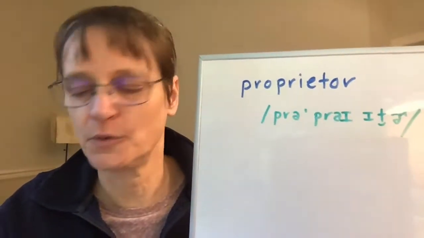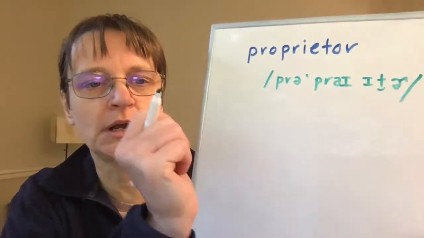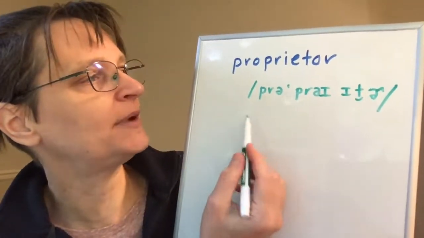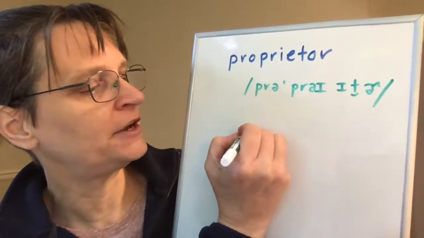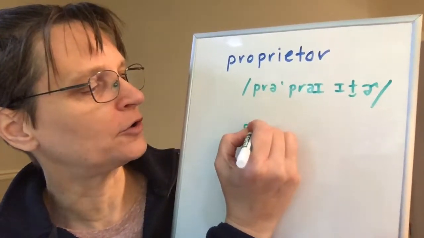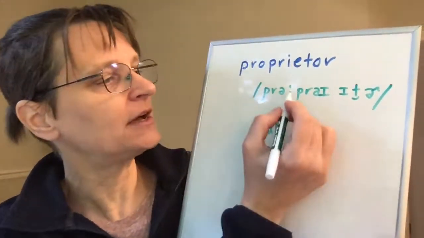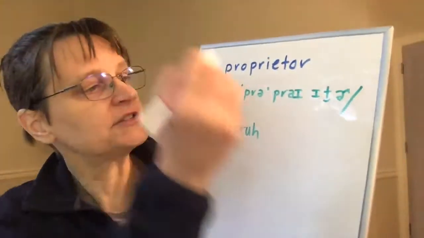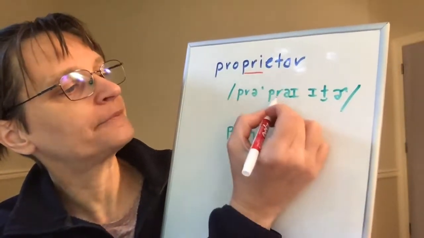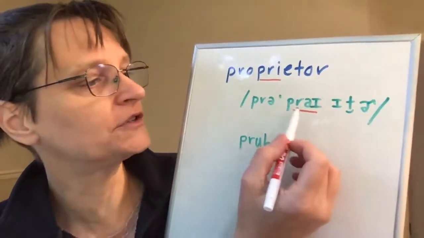So let's start with the word proprietor. What you'll notice in this word is that even though we have the letters P-R-O, we don't have an O sound in proprietor. We actually start with the schwa sound. That's because the stress in this word is on the second syllable, pry. And we see that in the dictionary with the little line before the stress syllable.